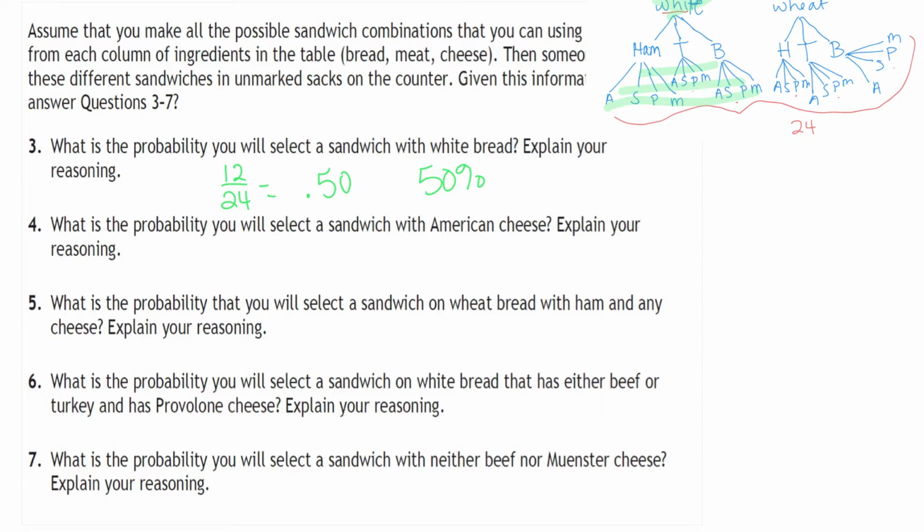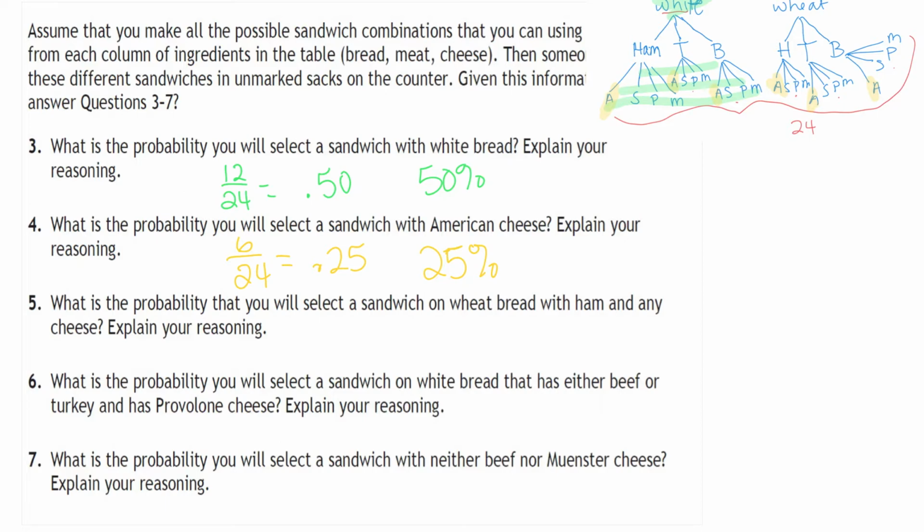What is the probability that you will select a sandwich with American cheese? So the American cheese, I have this one, this one, this one, and here, here, and here. So that's a total of 6 out of 24, which would be a 0.25 chance, 25%.